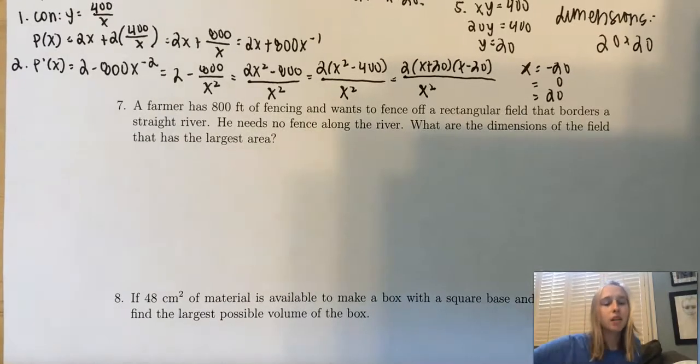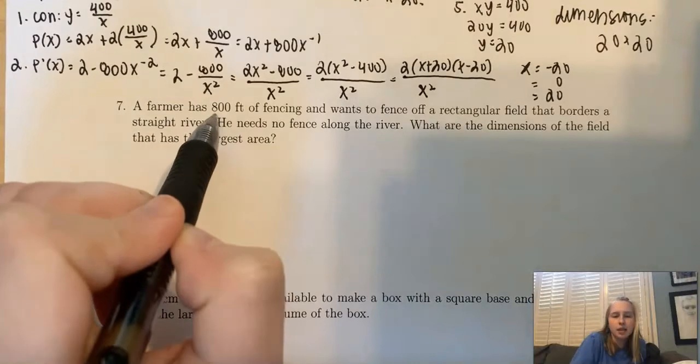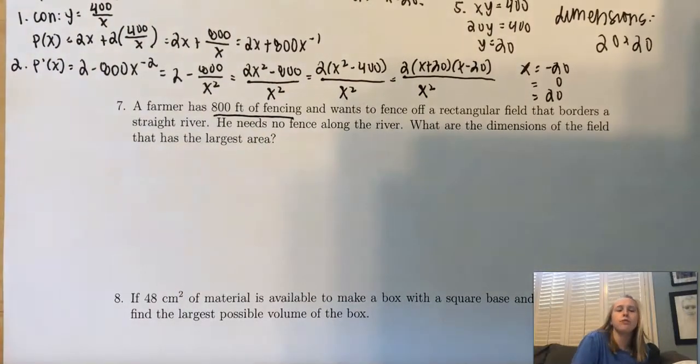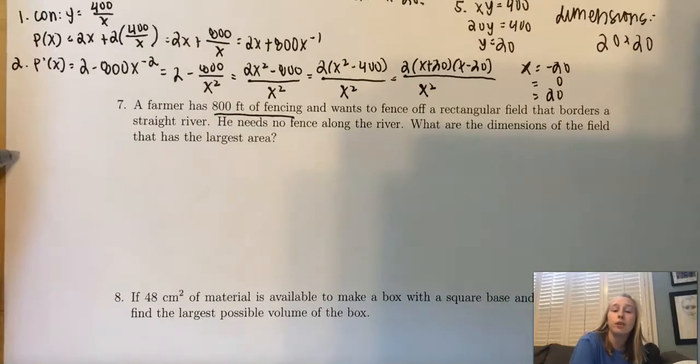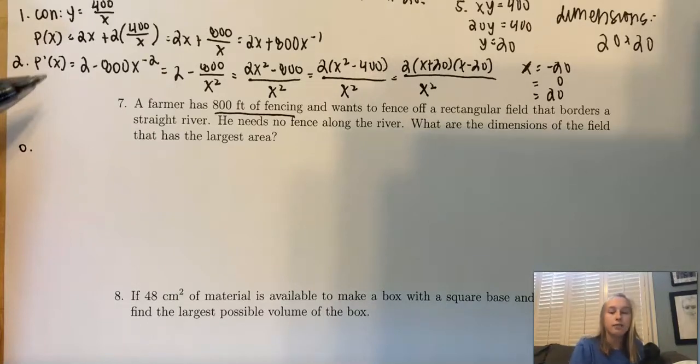All right, number 7. This one is slightly more complicated. A farmer has 800 feet of fencing and wants to fence off a rectangular field that borders a straight river. He doesn't need a fence along the river. So what are the dimensions that have the largest area? So you have to think about what the constraint is in this case. What all does he need a fence for? What does that equation look like?